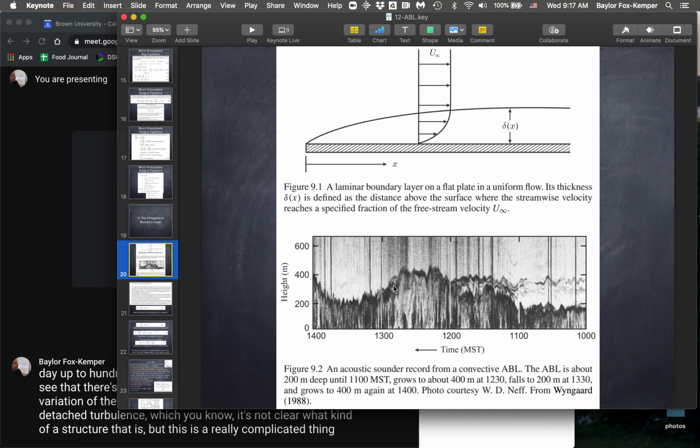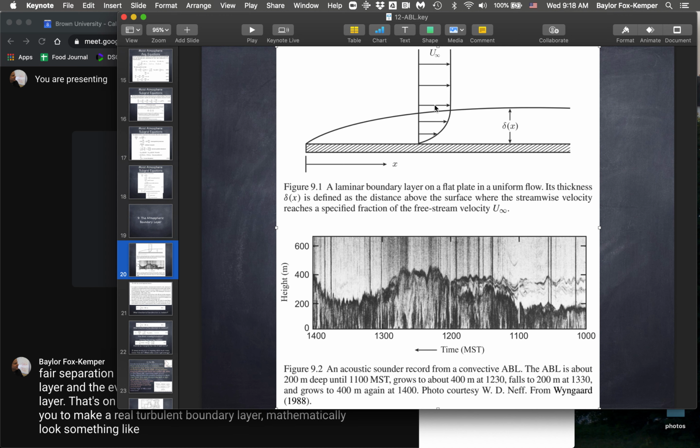The evolution of both the thickness of this boundary layer and all these structures within it is what we're really thinking about when we think about boundary layer turbulence. You can see that the time scale here for the evolution is kind of in hours, and these features within the boundary layer might be much faster. We will think about whether there is a fair separation in time between the evolution of the boundary layer and the evolution of the features within the boundary layer. That's one of the key conceptual simplifications that allows you to make a real turbulent boundary layer mathematically look something like this idealized laminar boundary layer.